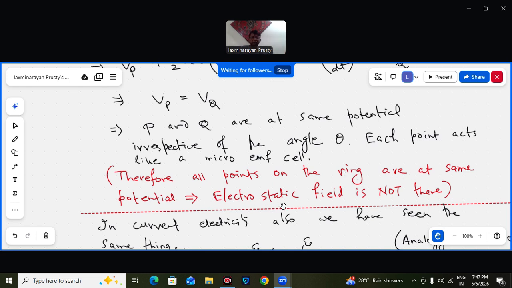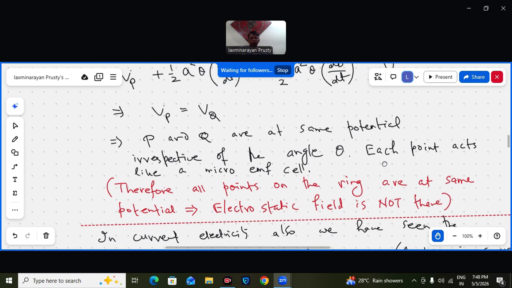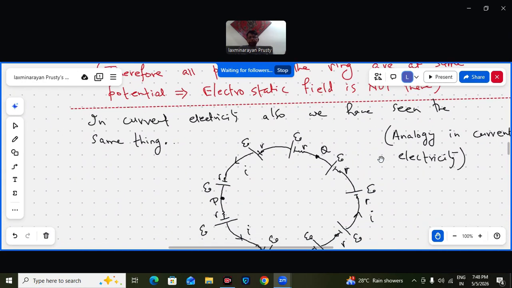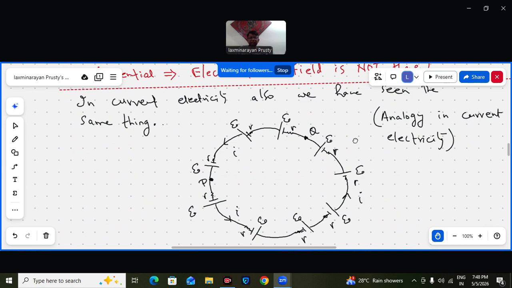That means the electrostatic field is not there, because potential difference is 0. Between any 2 points the electrostatic field must be 0, because an electrostatic field can create potential difference, and potential difference between any 2 points is not there, which means there is no electrostatic field. So the electrostatic field in the ring is not existing in this case. Am I clear? You must have seen this in current electricity earlier.